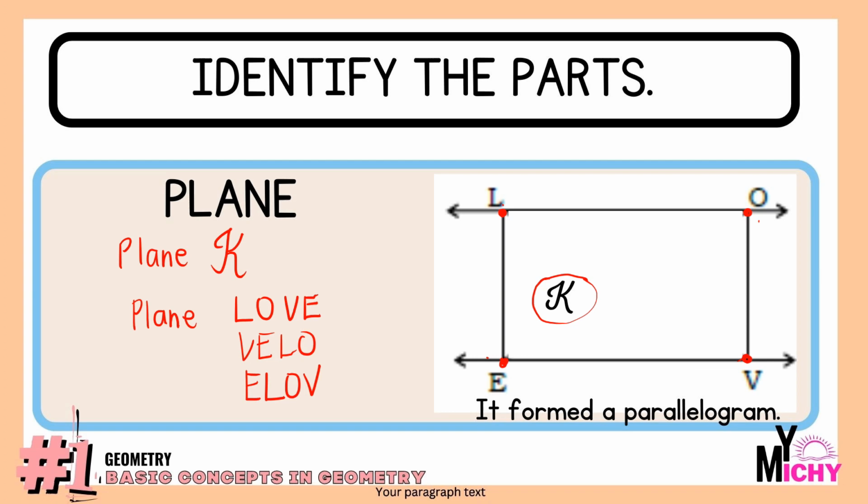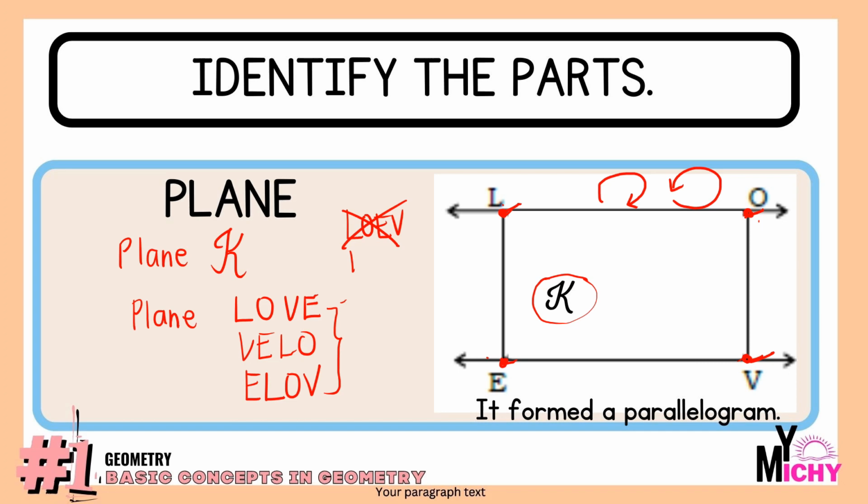So they represent one plane only. Okay? Make sure in writing the letters, sunod-sunod, we cannot write this as LOEV. So this is wrong. We have to write that as LOVE. Clockwise or counterclockwise only. Dapat sunod-sunod yung letter. Kung paano siya madadaanan, dapat sunod-sunod.